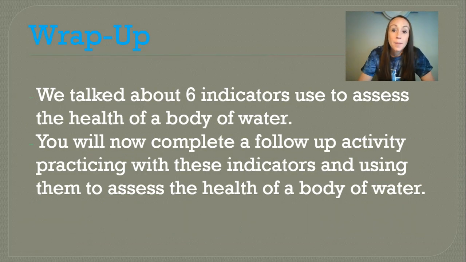All right, so let's wrap this up here. We have been talking this week about 6 indicators that are used to assess the health of a body of water. 6 ways: pH, nitrates, bioindicators, turbidity, temperature, and dissolved oxygen. Those are 6 clues we look at to determine, is this body of water, is this lake, is this river healthy? Is it clean? Is it safe? Is it potable? Or is it contaminated? So you are going to complete a follow-up activity today that's going to use that information, and you're going to be given some data at the end to assess the health of a body of water.